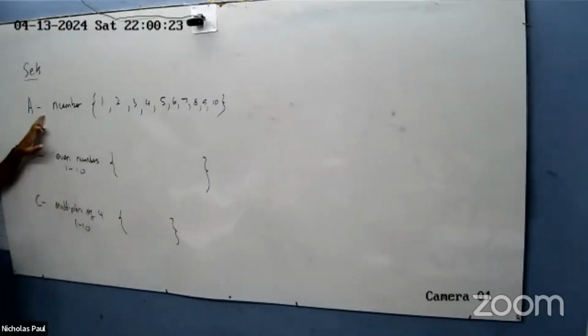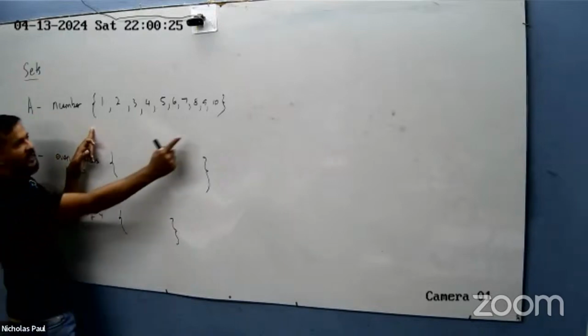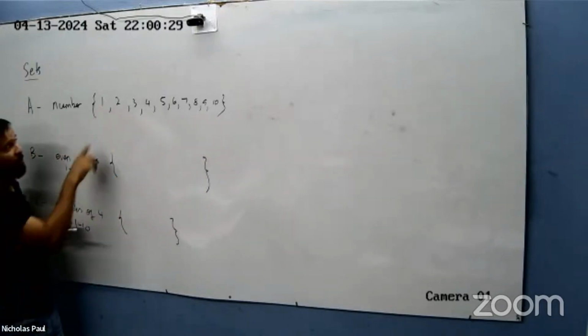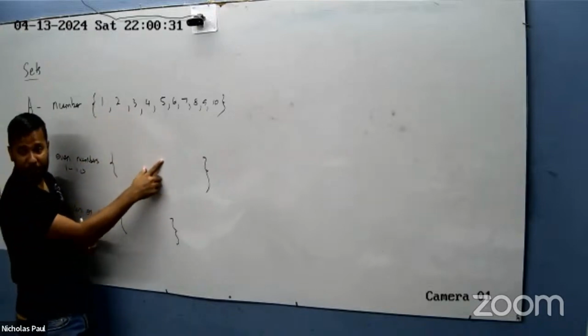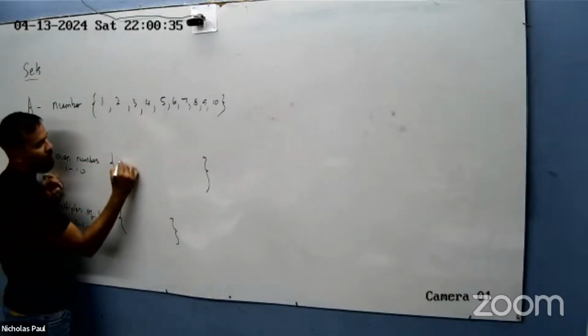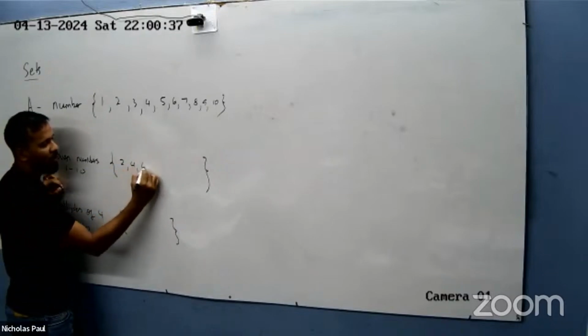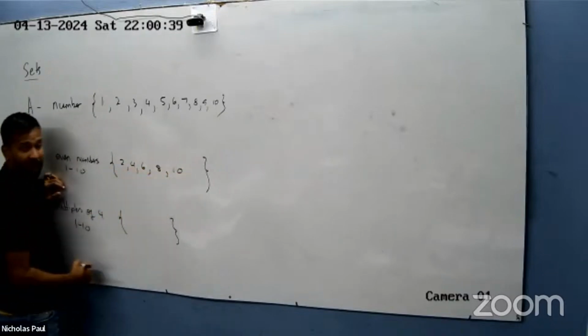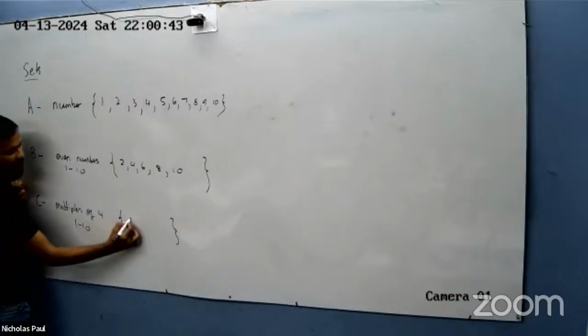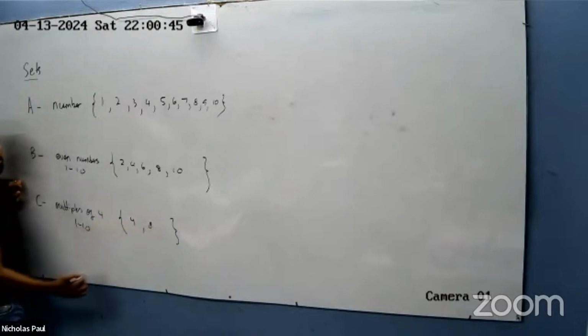You'll recognize that within a set, we use these curly brackets to represent all the elements inside the set, and then we use commas to separate them. That's okay? Here is what? All the even numbers. So that'll be what? 2, 4, 6, 8, and 10. Here the one multiples of 4, so what will it be? 4 and 8. That's all, right?